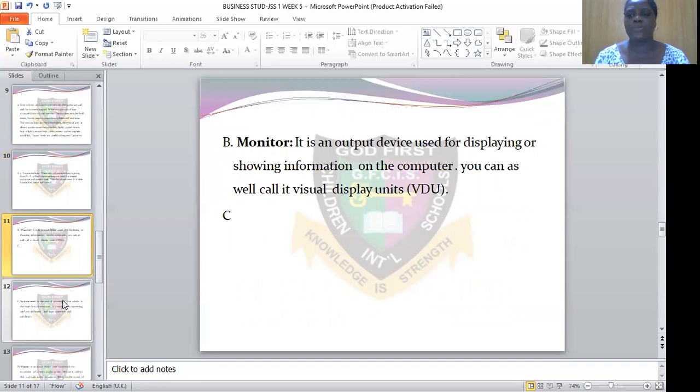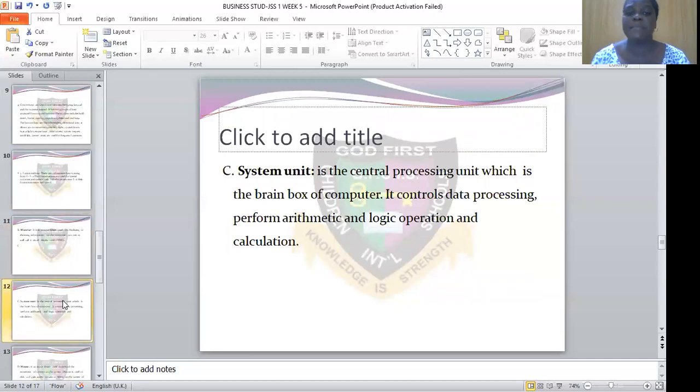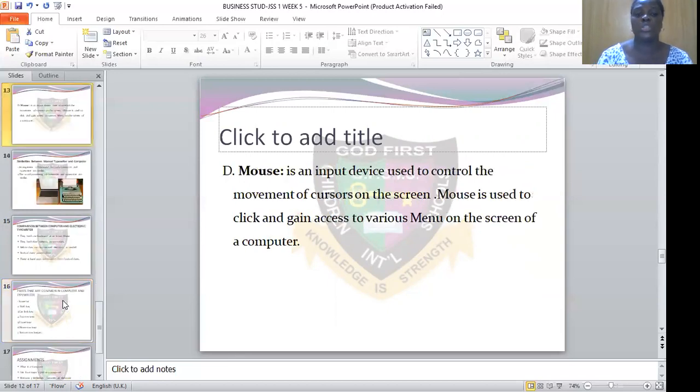Another part of the computer is the monitor, which is also known as the visual display unit. Whatever you key in will be shown on the monitor. The system unit is the brain box of the computer that processes whatever you are keying in as data. It processes and gives you a logical conclusion. Then the mouse is an input device that controls the movement of the cursor on the screen. Just like I'm doing, this is the work of a mouse.